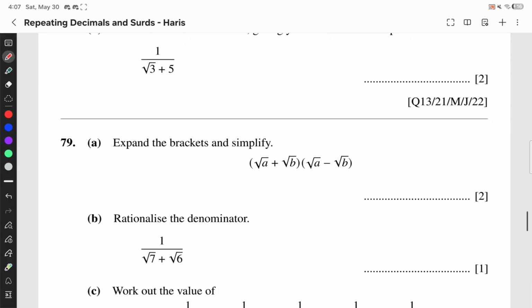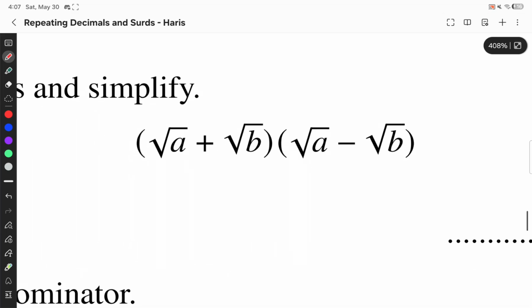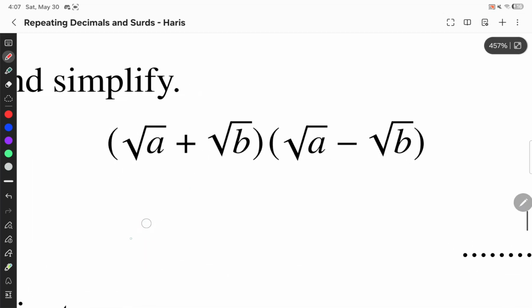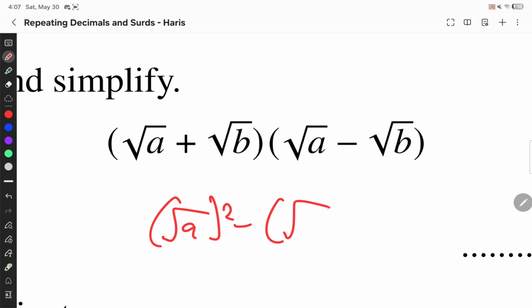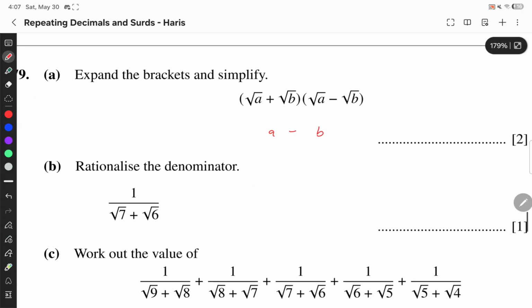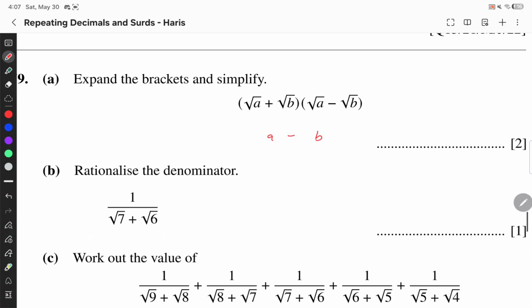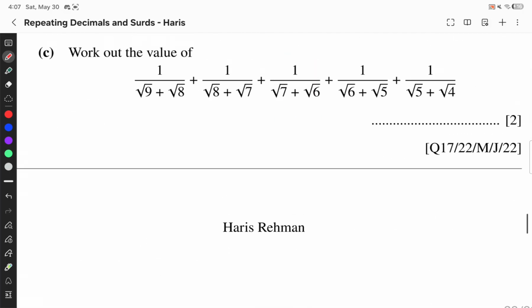Okay, here's a bit of a fun one. Expand the brackets. Expanding, you get a squared minus b squared. We remove the squares. It kind of defeats the purpose, you know. Work out the value of.